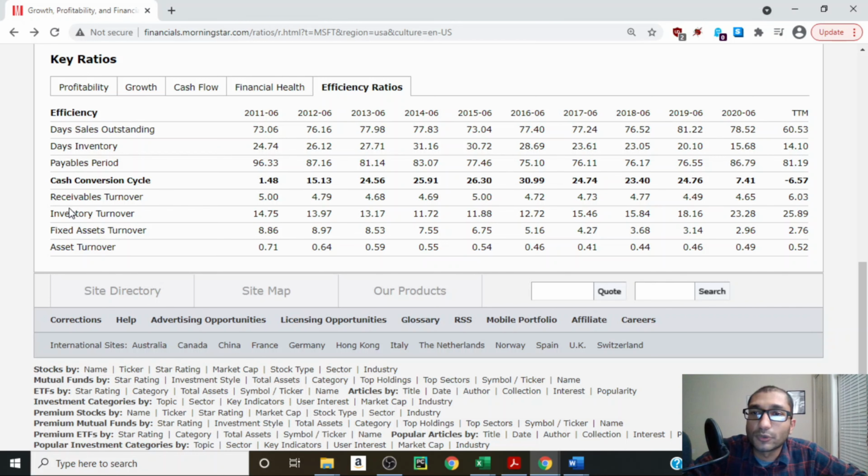Finally, looking at the inventory turnover number. The inventory turnover gives us an idea of how many times Microsoft's inventory goes through its system in a calendar year. Back in 2011, Microsoft's inventory went through its system about 14.75 times, and for the year 2020, it went through its system about 23.28 times. Ideally, we want to see the company's inventory turnover number staying steady or increasing. So this is definitely a good sign that the company's inventory turnover number has been increasing.